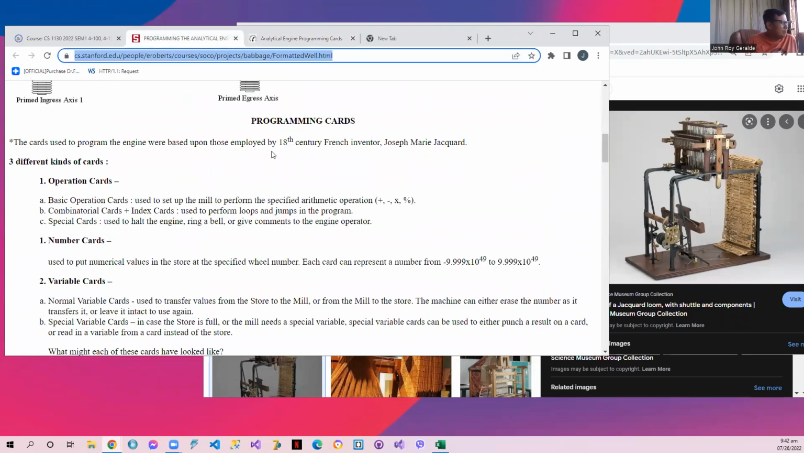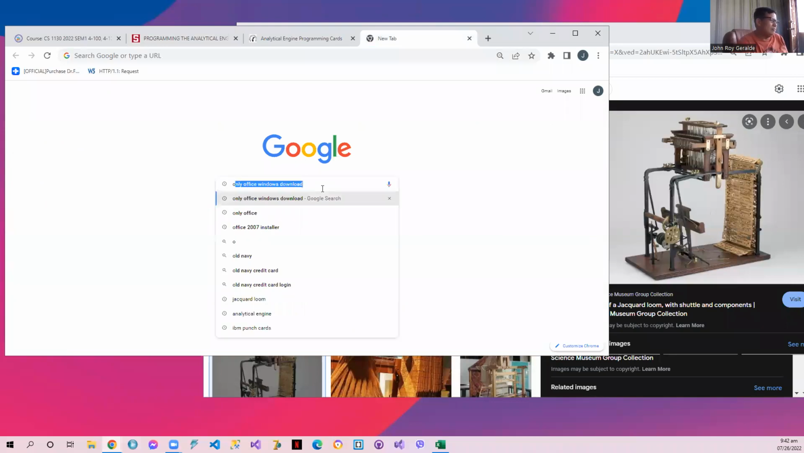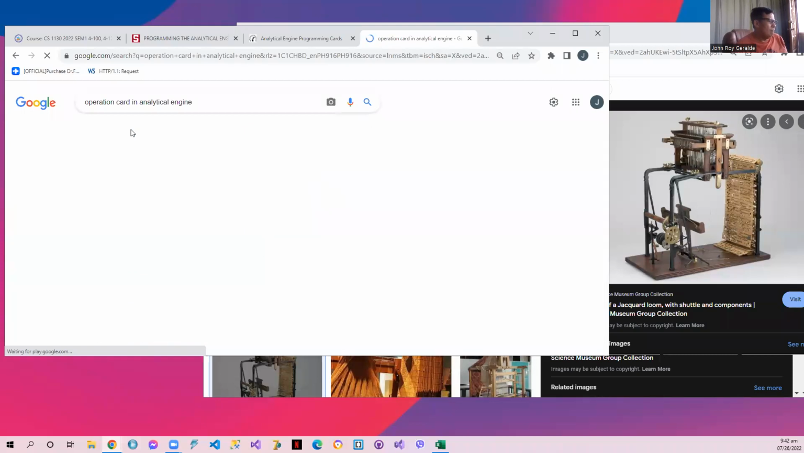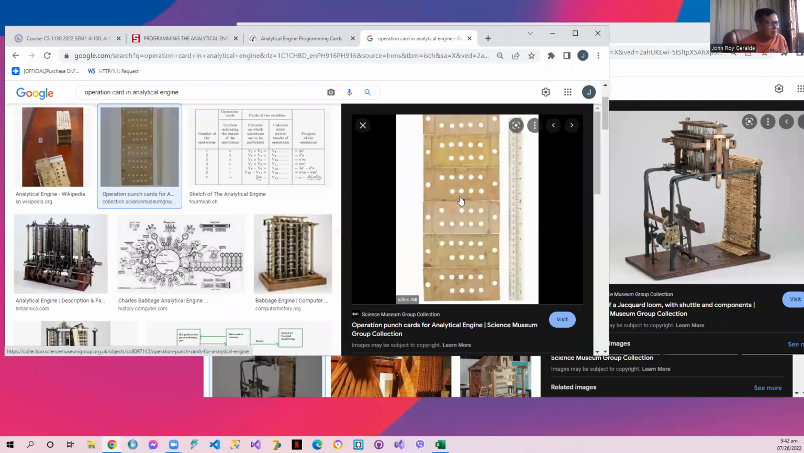So what are operation cards? Operation cards can contain at most four holes. Operation card, can we have that? Do we have an actual... Ganito. Do you follow? Okay. Pero ang dami, no? But at most, there are four holes, okay, in an operation card, okay?